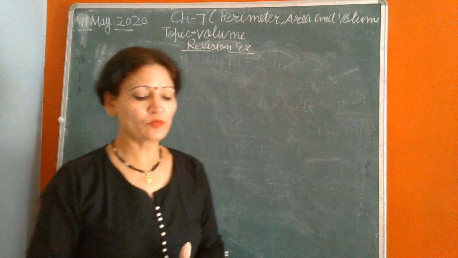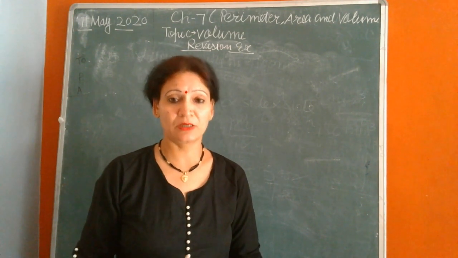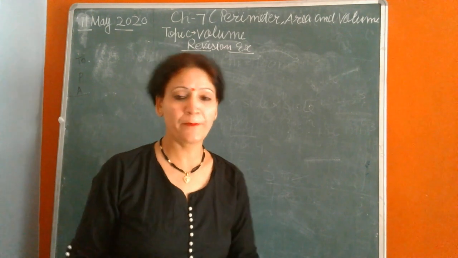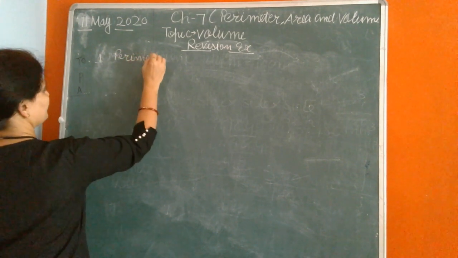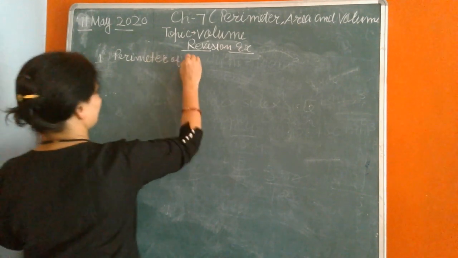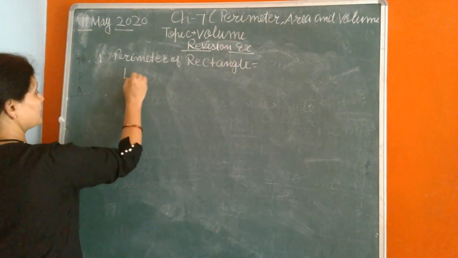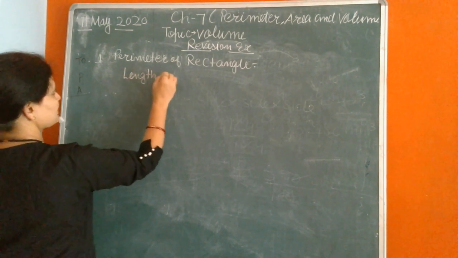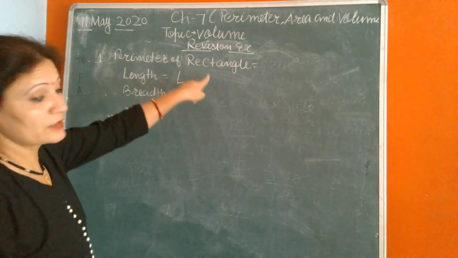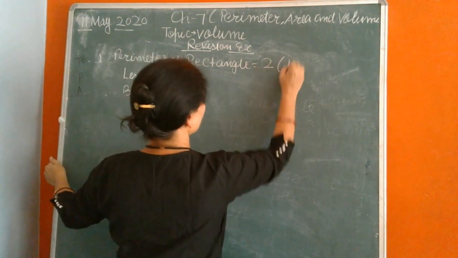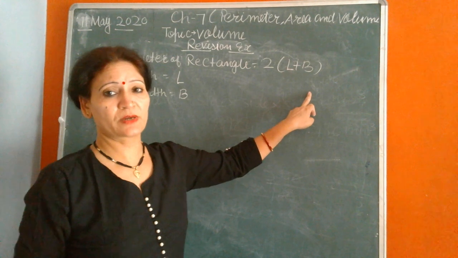First, question 1: write the formula to find the perimeter of a rectangle whose length is L, breadth is B. Length is given as L, breadth is given as B. So the perimeter of a rectangle is, we know, 2 into (length plus breadth).